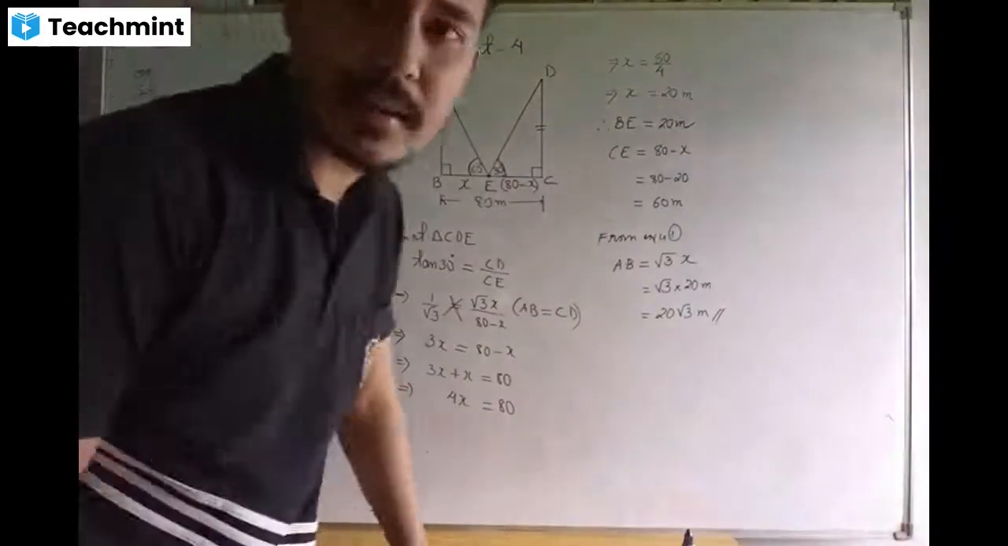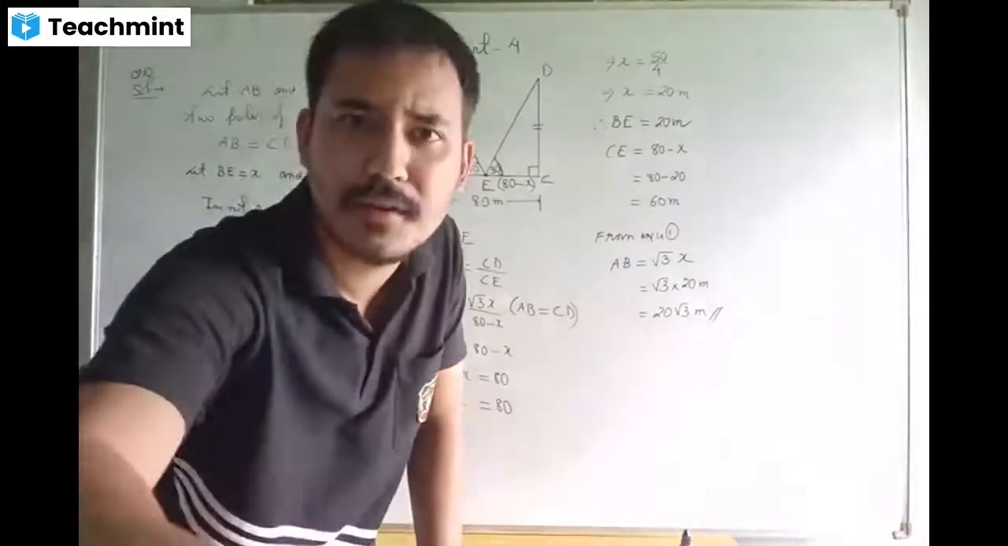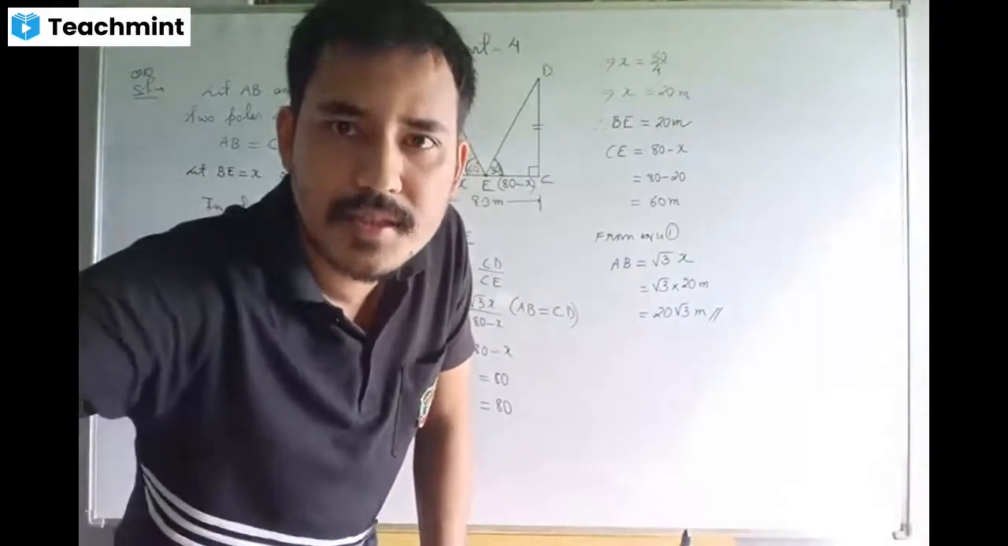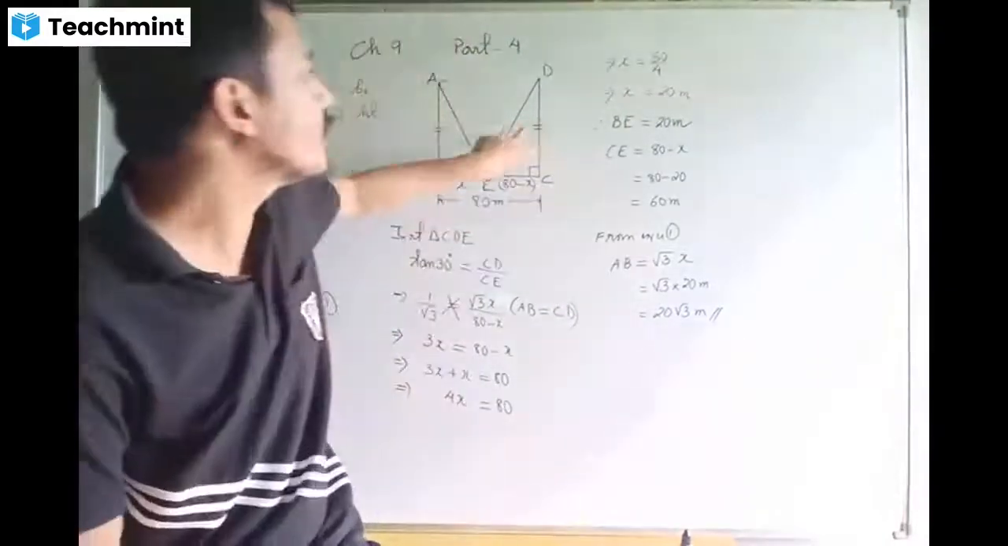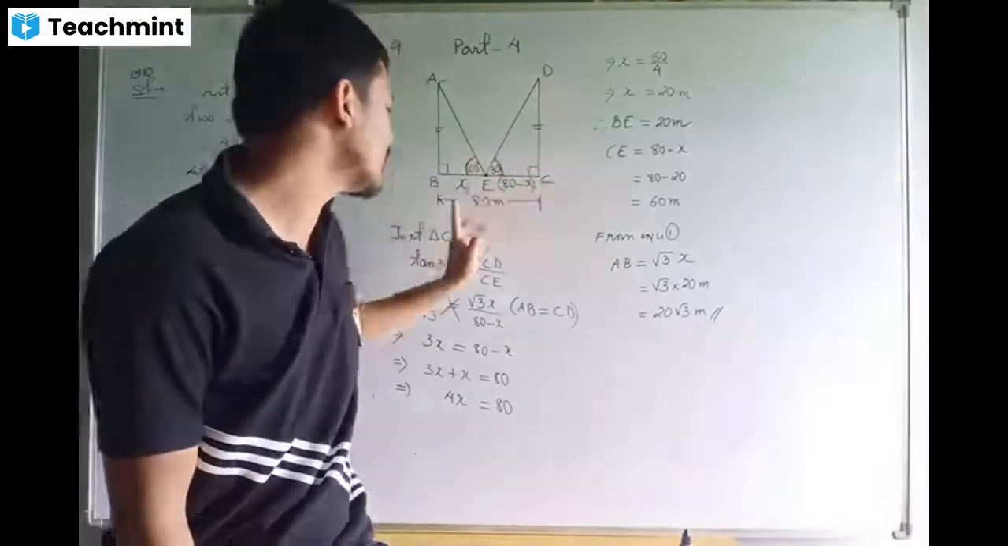Okay. Someone is commenting, asking why we don't take the name of the triangle as DCE instead of CDE. Okay, very good question. Jesse is asking about the name of this triangle. Why don't we take it as DCE instead of CD?